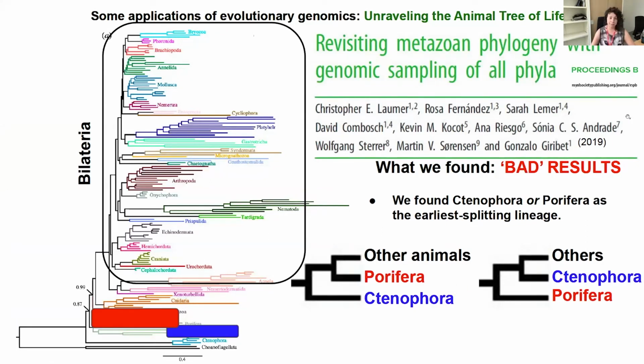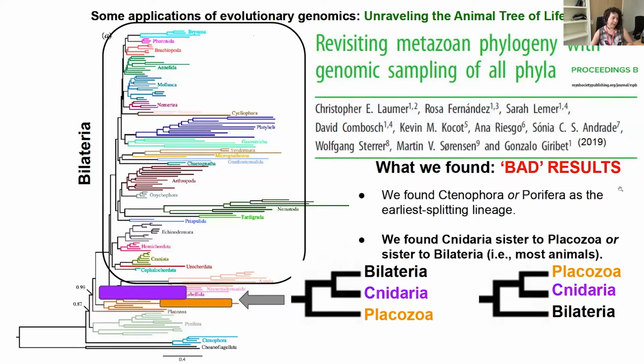However, we found many bad results. One of the main points that was unresolved, that varied depending on the analysis, was the position of ctenophores and sponges. I'm sure most of you have heard about this war, because at this point it's a war between many different teams working on phylogenomics and defending ctenophores or sponges as the earliest splitting lineage in the animal tree of life. Well, in our analysis, half of them pointed to one hypothesis and half of them pointed to the other. So we could not resolve that with precision.